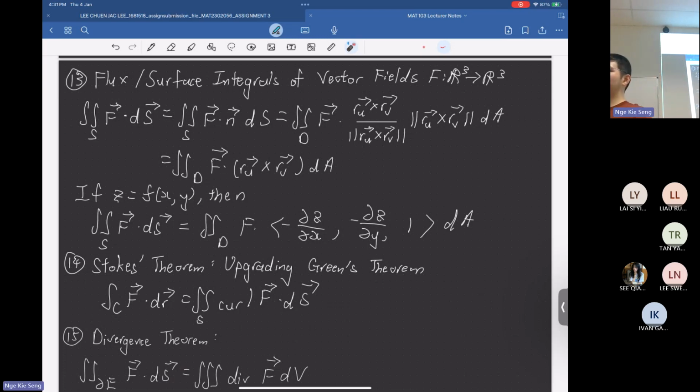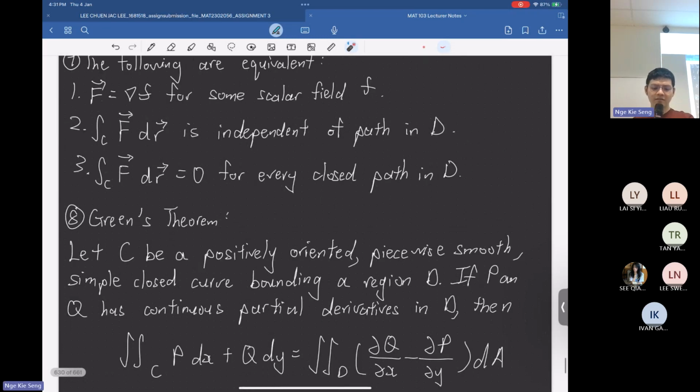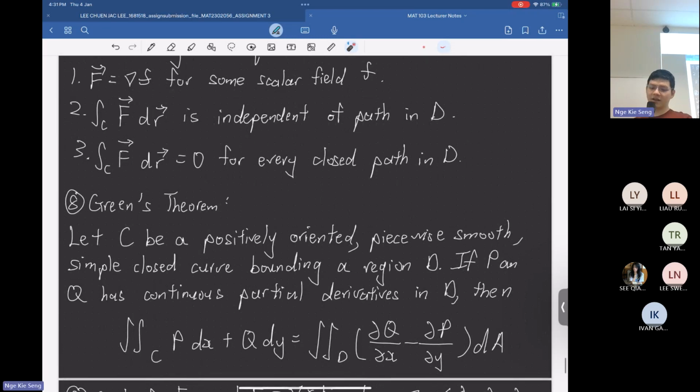I'm not so familiar with Green's theorem. Okay. Yeah, sure. So in some sense, the computer will do that.